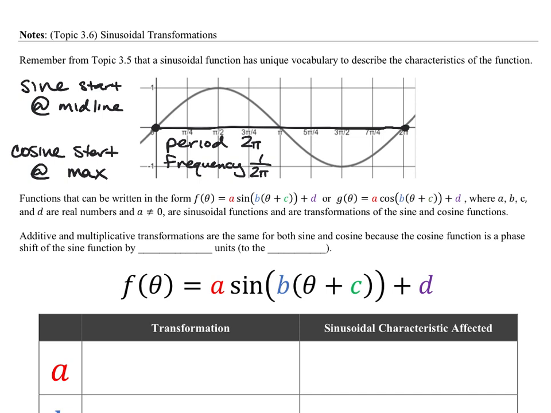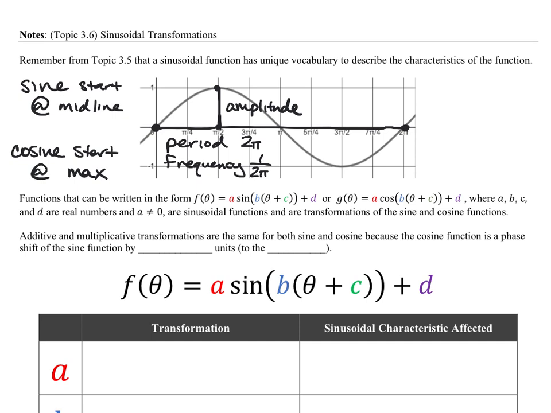If I show you this value right here, this distance, what is that called? I don't think anybody saw me draw it because you were all writing. This one right here. I heard somebody whisper it. Amplitude. It is the depth or height of the wave from the midline to the max or midline to the min.